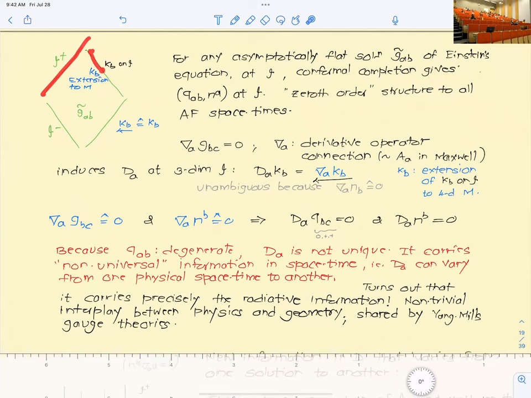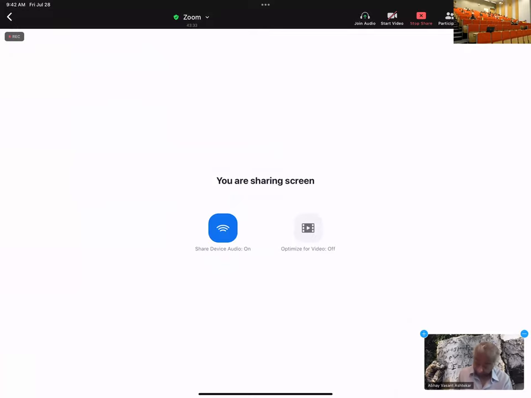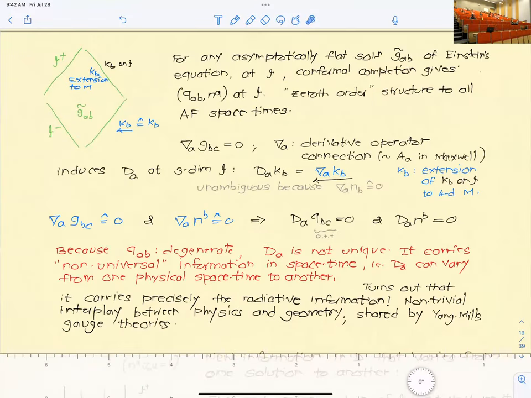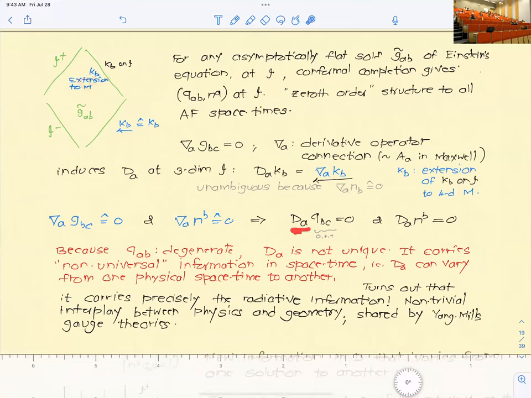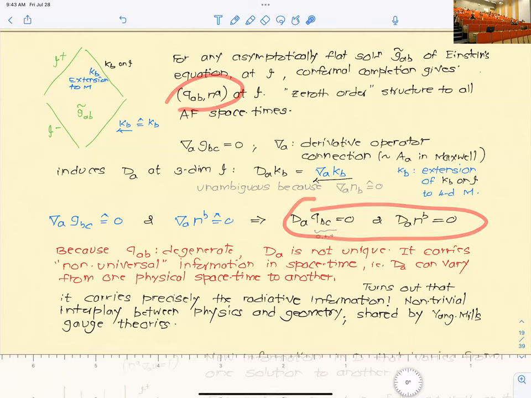But at scri, the metric is degenerate. And because the metric is degenerate, there are many, many derivative operators which kill this metric. But the space-time derivative operator grad_a I got here induces a unique D on scri. So it picks a particular derivative operator on scri. Of course, that derivative operator kills q_ab, D_a q_bc equal to zero. And it also kills n. The reason is that we know that grad_a n_b is equal to zero, and therefore this is also equal to zero. So these properties you would have expected because you've got this universal structure. But the point is that there are many derivative operators which satisfy these conditions because q_ab is degenerate. But the space-time grad selects for you a unique D.